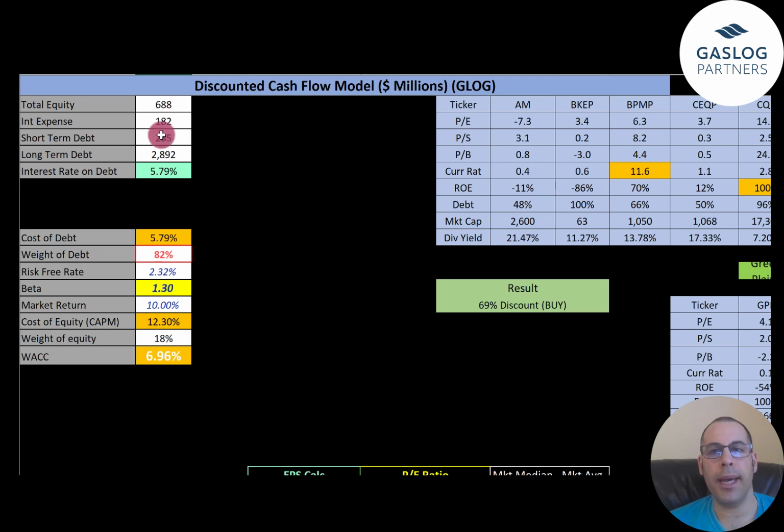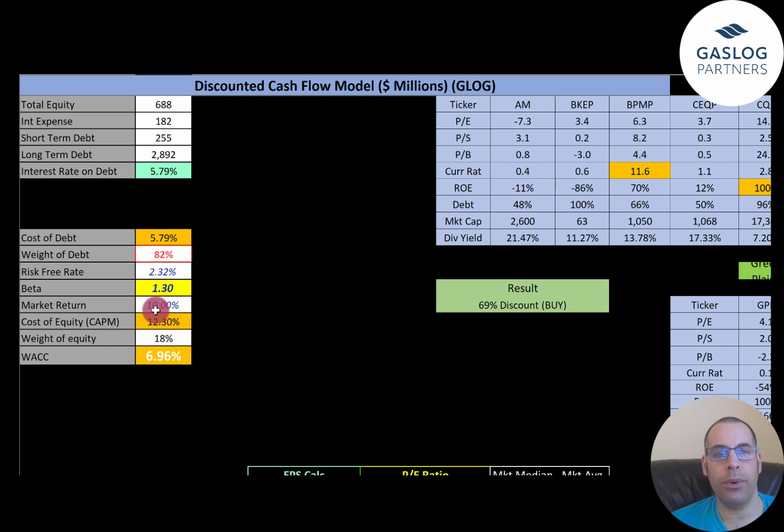This company doesn't pay taxes because it's an MLP. In order to qualify to become a master limited partnership, the business must receive 90% of its revenue from natural resources or real estate. This company receives its revenue from natural resources. And they're really leveraged. 82% of the capital structure is debt, which means 18% is equity.